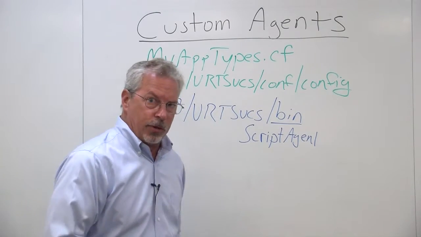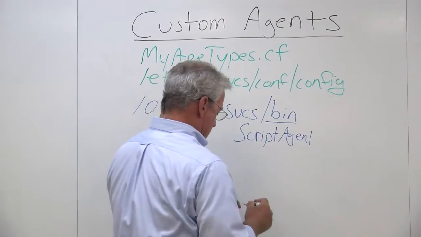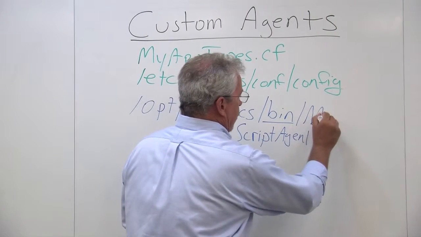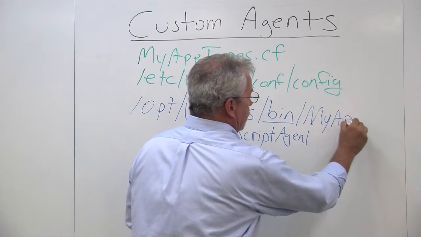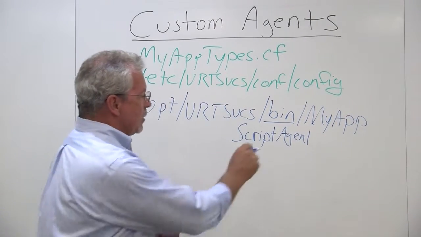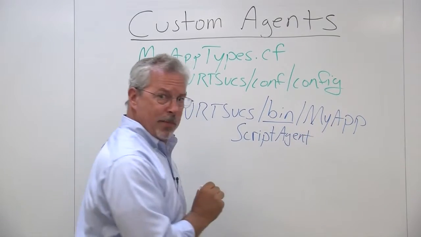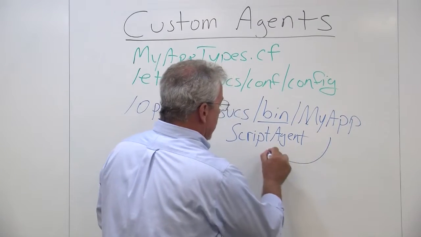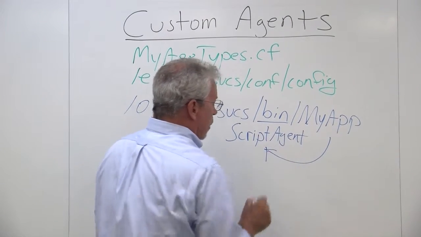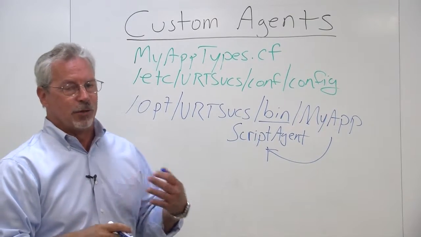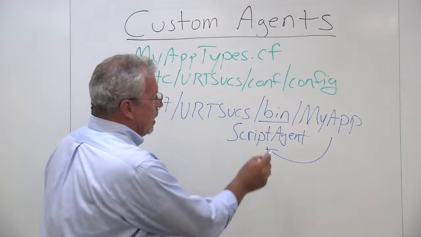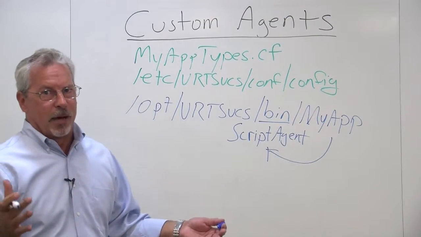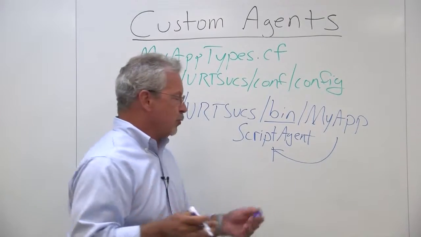When you create your custom agent, again called MyApp, you're going to create a directory under bin called MyApp. In that directory, you will place a symlink, a symbolic link, pointing to ScriptAgent or ScriptAgent50 or ScriptAgent60, as the case may be. And that will be your agent binary. So you don't have to sit down there and code the agent binary yourself using C or C++ or whatever.